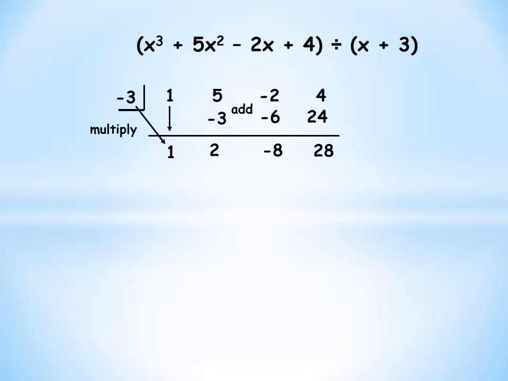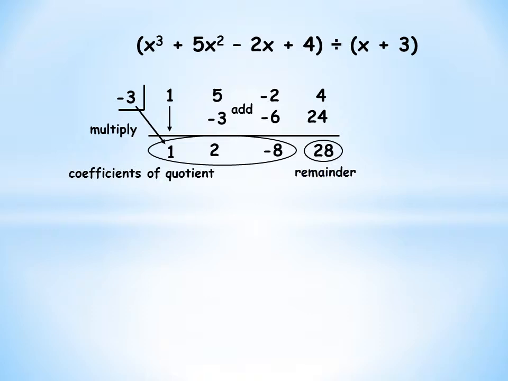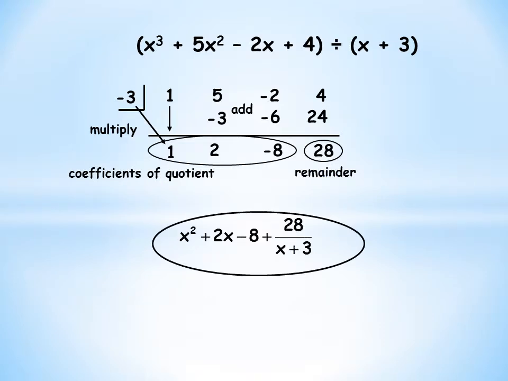So the first three numbers here are the coefficients of your answer, and the last number will always be your remainder. So because I started with an x to the third, you know the first term will be 1x squared. Then the second one will be 2x minus 8, and then of course you're going to take your remainder and put it over your divisor.